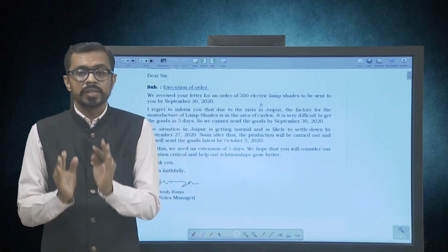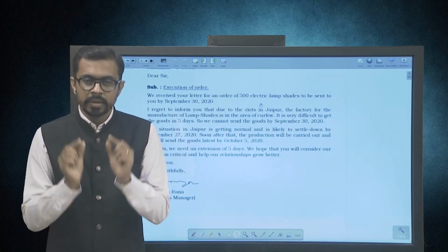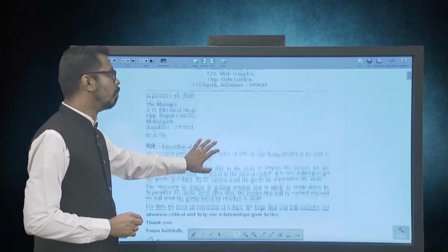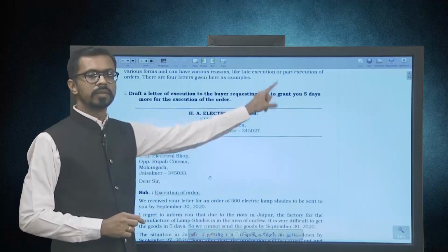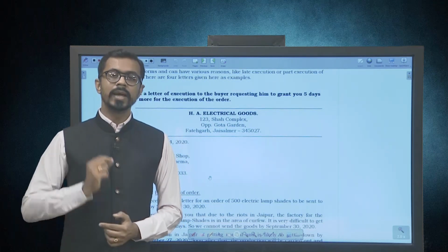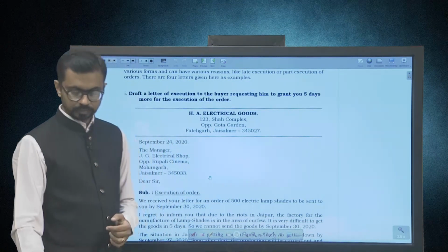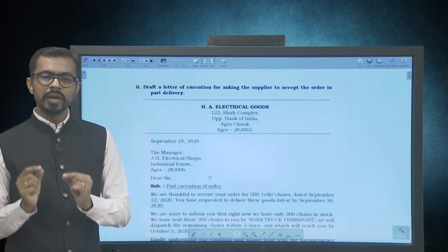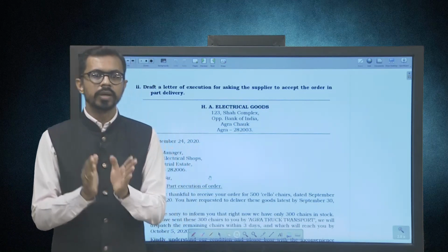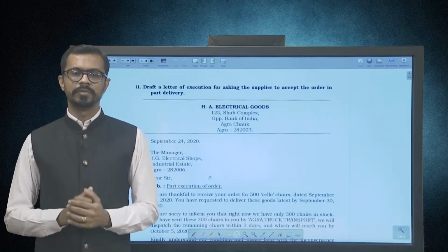This was the first example, which uses the topic or the type which mentions that you need more time in the delivery of the products. Let us look at another example. Draft a letter of execution for making the supplier accept the order in part delivery.